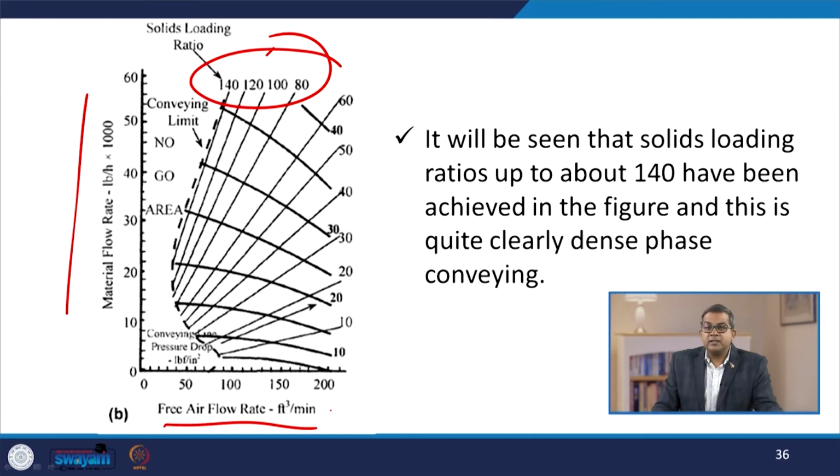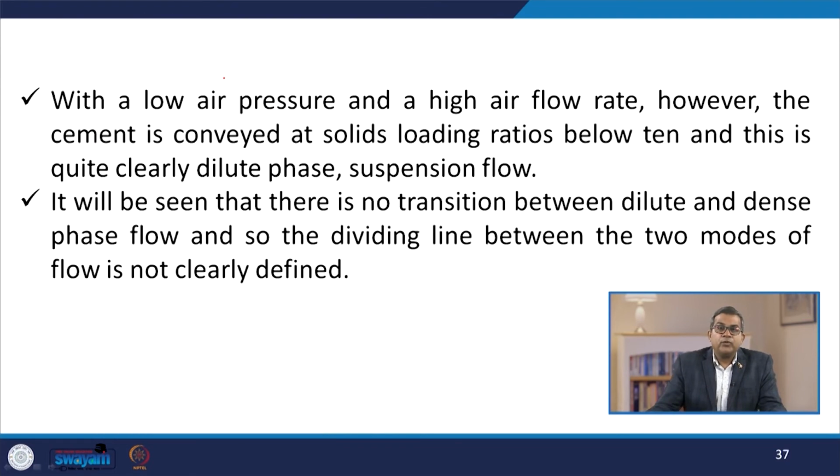It will be seen that solid loading ratios up to say 140 have been achieved in this particular figure, and this is quite clearly dense phase conveying. Now, with a low air pressure and high flow rates, however, the cement is conveyed at solid loading ratios between 10, and this is quite clearly the dilute phase suspension flow. It will be seen that there is no transition between dilute and dense phase flow, and so the dividing line between the two modes of flow is not clearly defined.